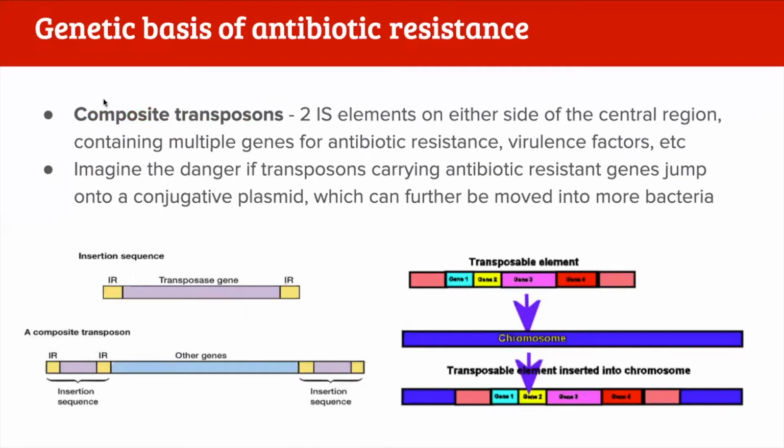And a more complex version of a transposon are composite transposons. So here you have two IS elements on either side of the central region. And then the central region will contain multiple genes for antibiotic resistance, virulence factors, etc. So you can see here, this is just your simple transposon, your IS element. And your composite transposon will look like this. It will have two insertion sequences on either side, and then other genes is where your multiple genes go. So here again, another diagram. This light coral color represents your IS element, and then you can see there are 4 different genes. So you can imagine the danger if a transposon carrying antibiotic resistant genes jumps onto a conjugative plasmid, which can then further be moved into more bacteria. So then you get bacteria that's resistant to a lot of different things.